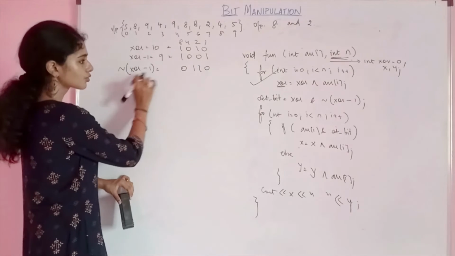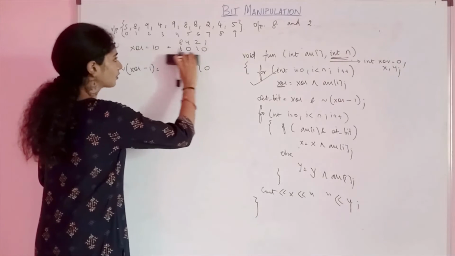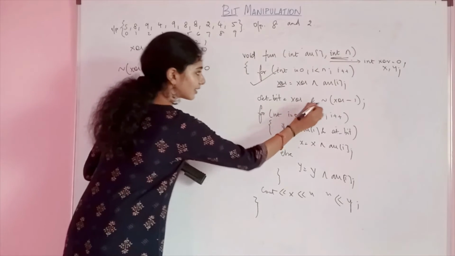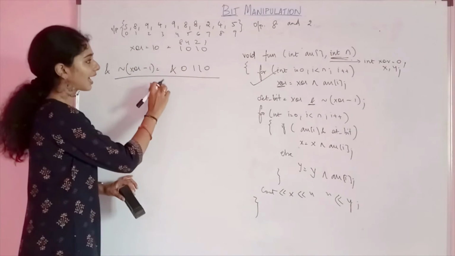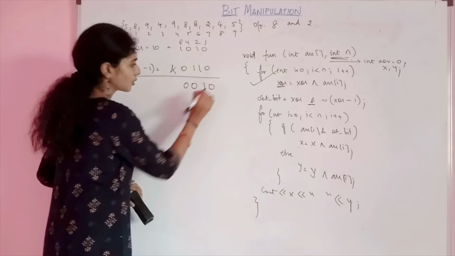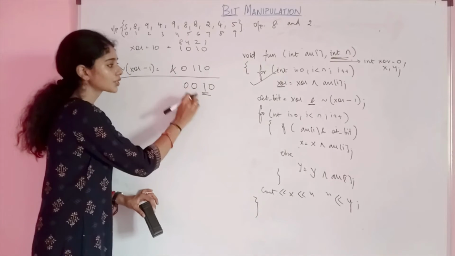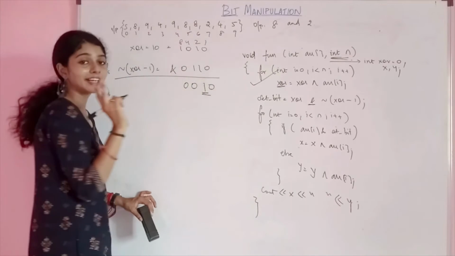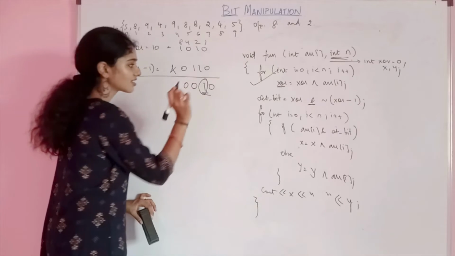Yes, makes sense. So now I am telling you to take XOR and negation of XOR minus 1, and perform the AND operation. So with AND, what will happen? Only if it's 1 and 1 it is true. Every other thing is going to be 0. Okay, and this is going to be my set bit, which will help me classify this into two different classes.